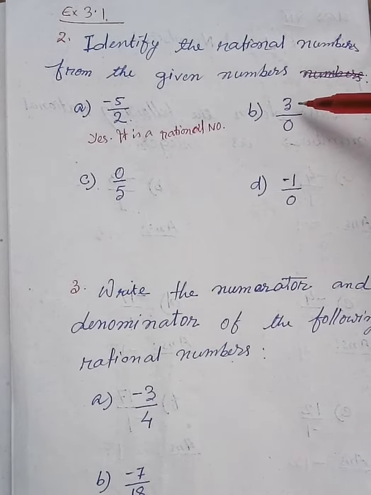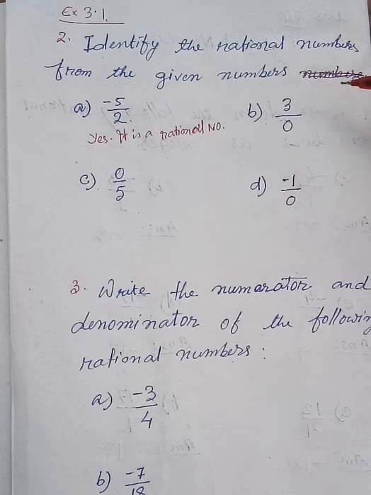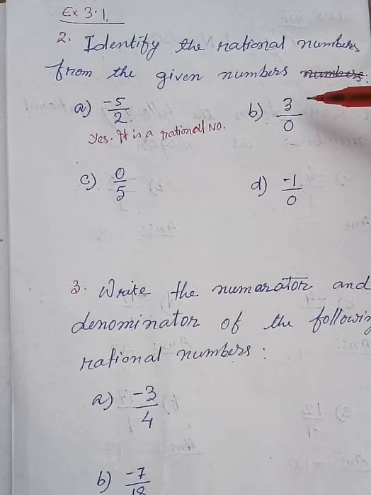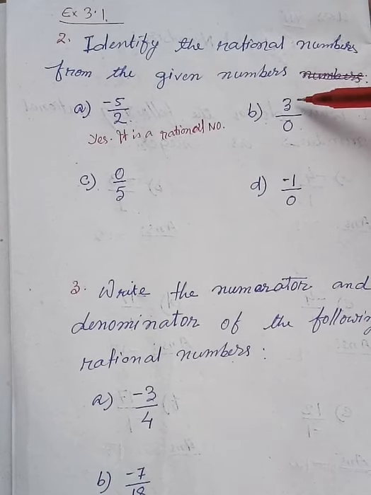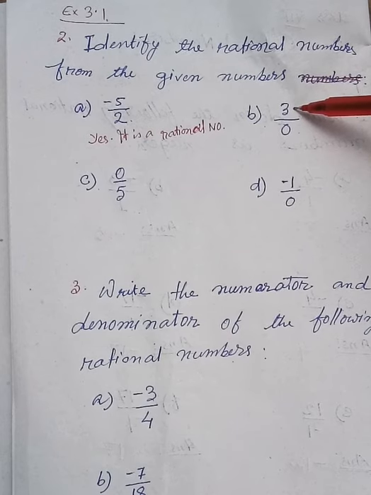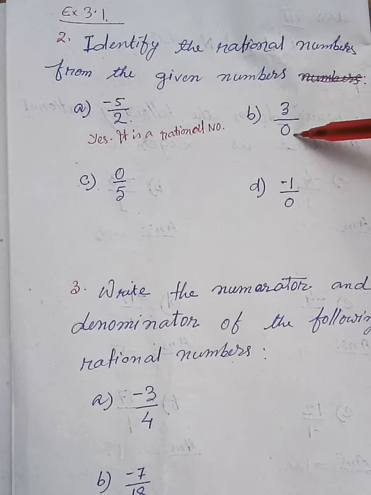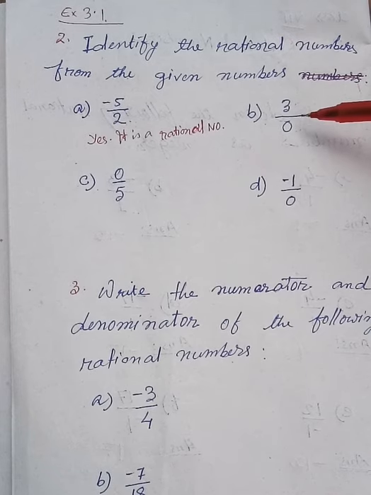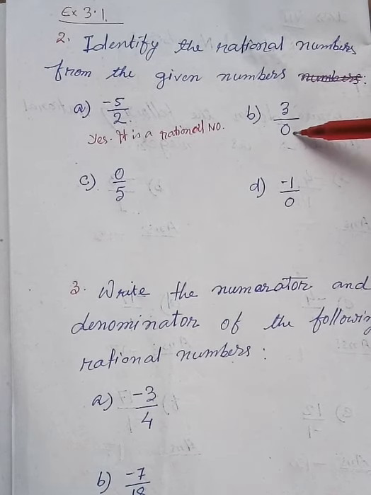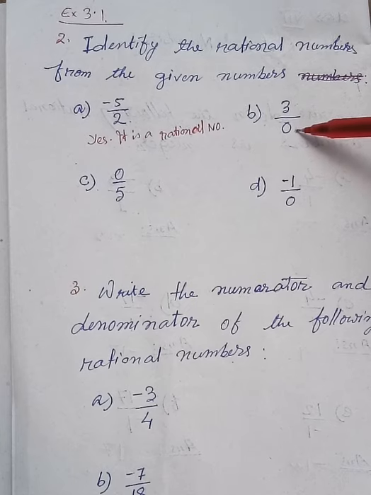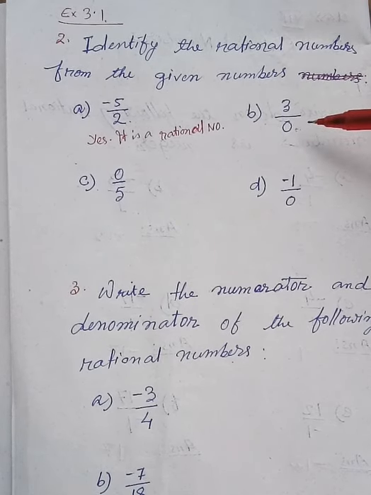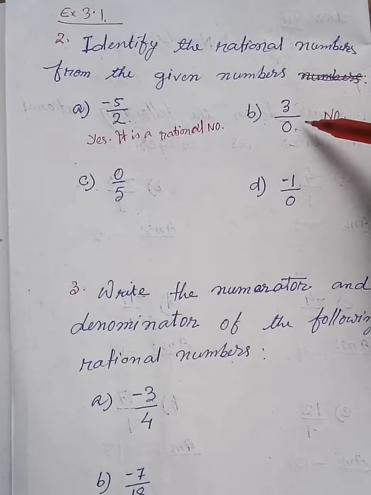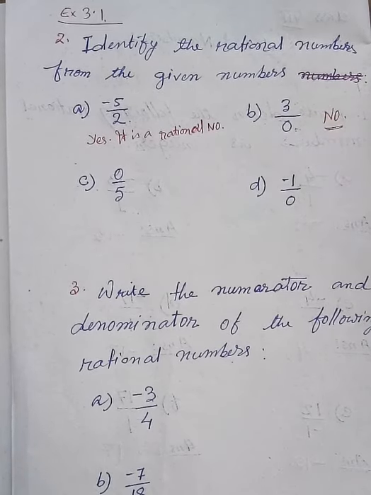Next, number B. Let us check whether it is a rational number or not. It is in the form of p by q. 3 is p, 0 is q, and both should be integers. Yes, 3 is an integer, 0 is also an integer, and the q value must not be equal to 0. This q value should not be 0, but here the q value is 0, so it cannot be a rational number. So no, it is not a rational number. Come to the C.